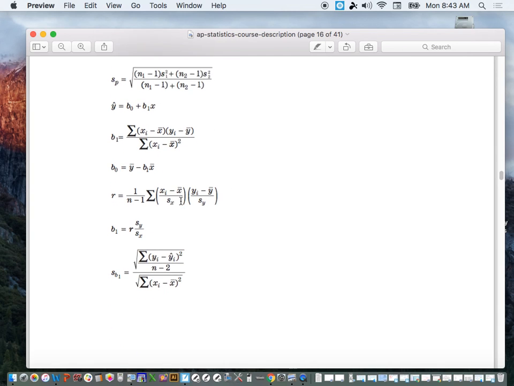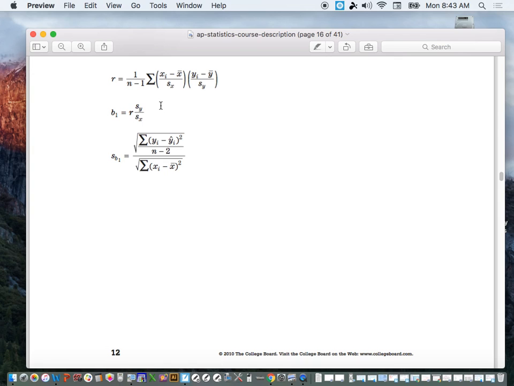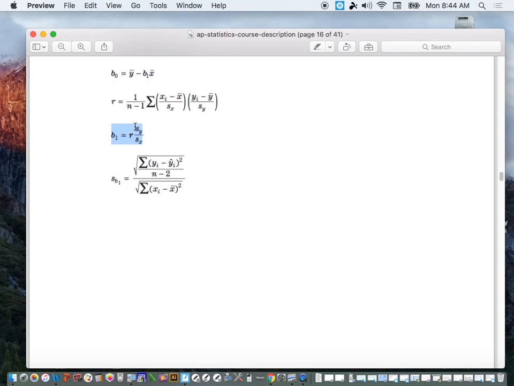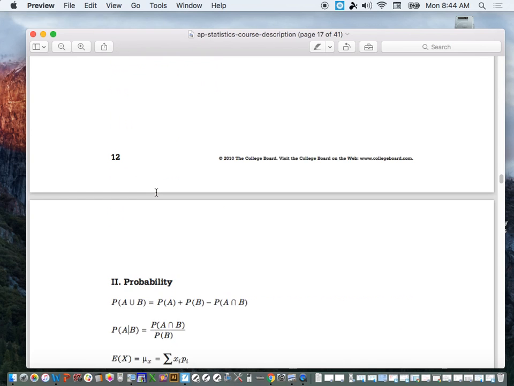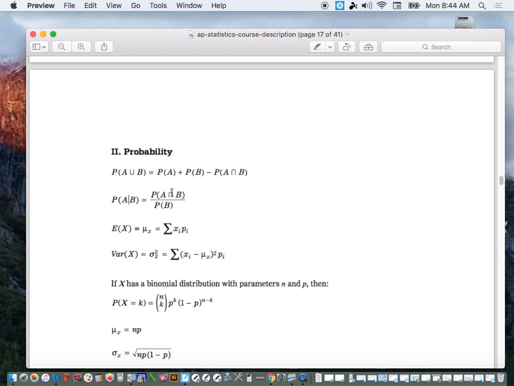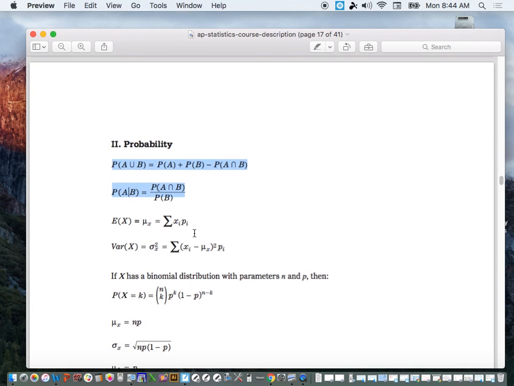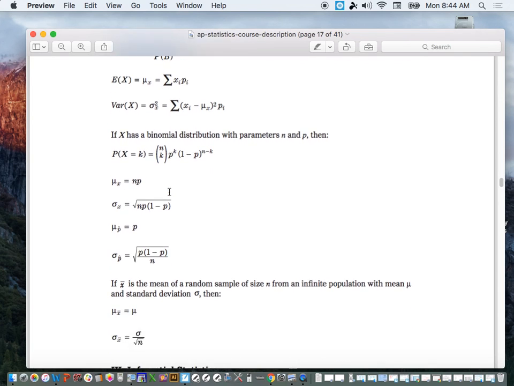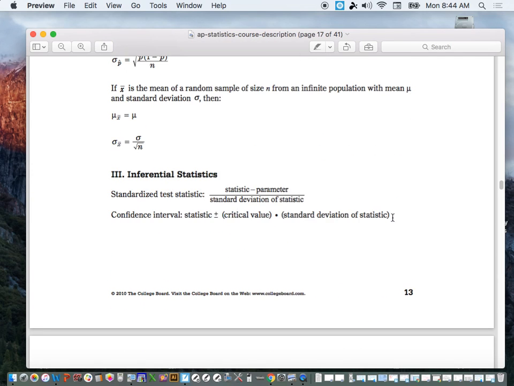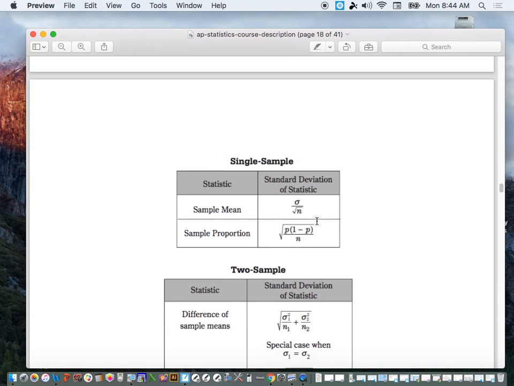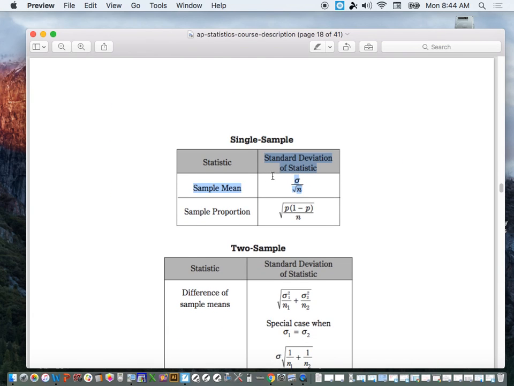Probably won't use this stuff a whole lot since you have your graphing calculator, but this formula for the slope of a regression line, correlation times standard deviation of y over standard deviation of x, might be useful. General probability rules, we'll talk more about these, but these two right here in particular might be important to use. And then generally speaking, the general ways to find a test statistic like a t or a z-score and the confidence interval. And then it shows you the general standard error formula. So sigma over square root of n, or s over square root of n, would be standard error.